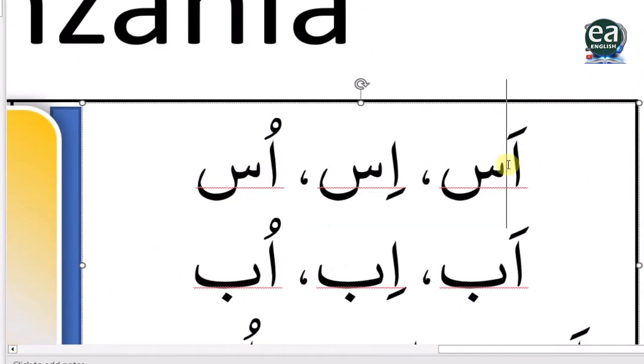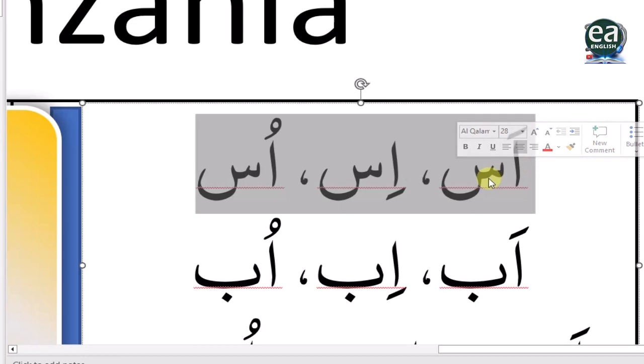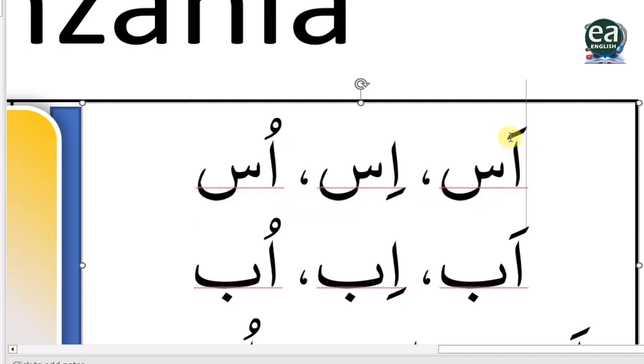So I told you, using ALIF in a proper word, like ALIF and SIN, it becomes US. Apparently, these three words are US, US, US, according to the ALIF sound, because ALIF is giving us that. But I told you there are sounds like ZABAR for A, ZER for E, and PESH for U.